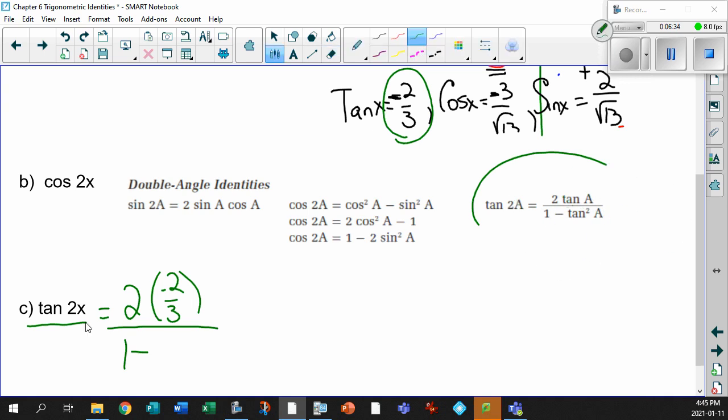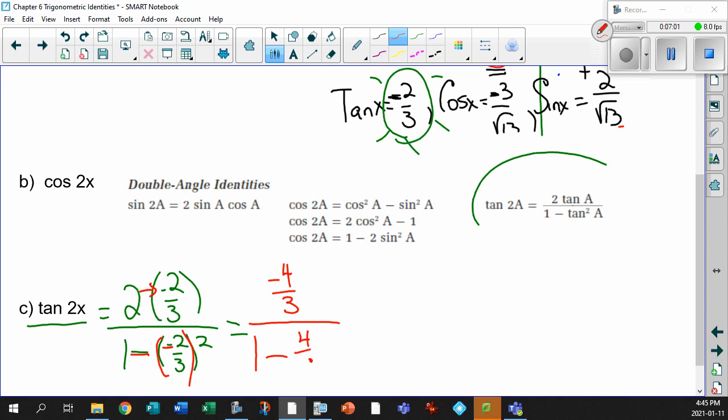So you're going to take, again, the tan, which is this guy, and you're going to square it. Okay, so that's minus 2 over 3, and you're going to square it. Oh, that's not tough at all. Look, this becomes minus 4 over 3 divided by 1 minus, and yes, because this is in brackets, even though this is squared now, it becomes a positive 4 over 9. Be careful, be careful, be careful.